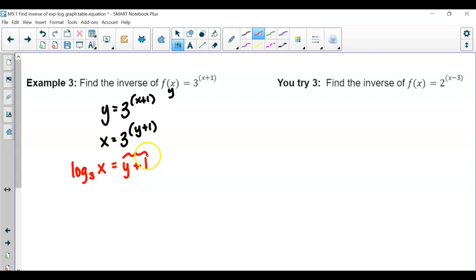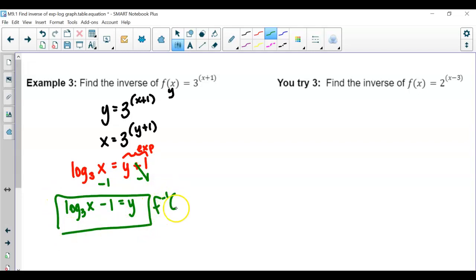Because remember, the equation is always equal to the exponent. So now that I've got my equation, log base 3 of x is equal to y plus 1, set up, now we can continue solving for y. Well, what do we need to do? If we're adding 1 to y, I need to subtract 1. So now we've got log base 3 of x minus 1 is equal to y. And this is the inverse of our original function.